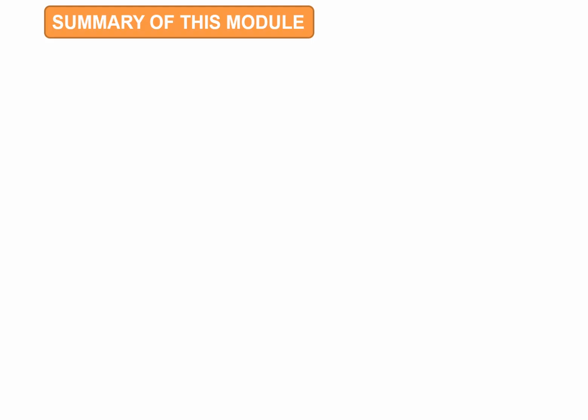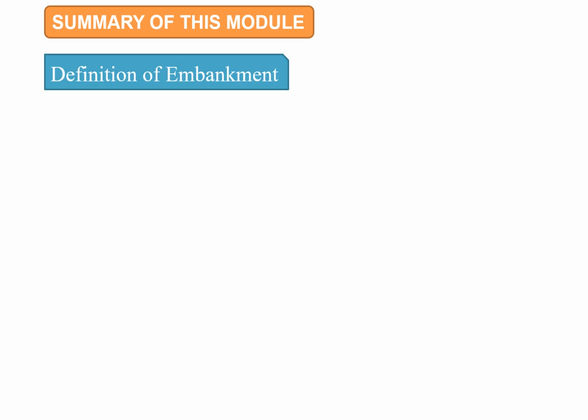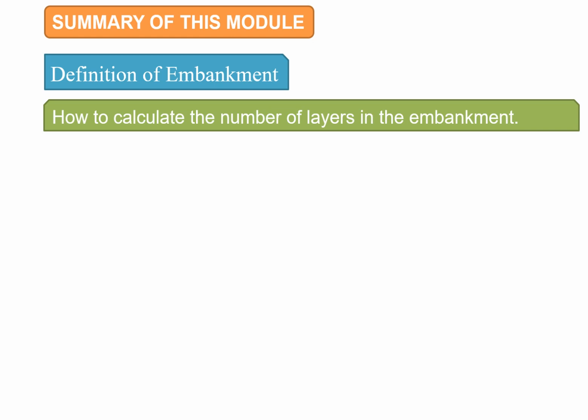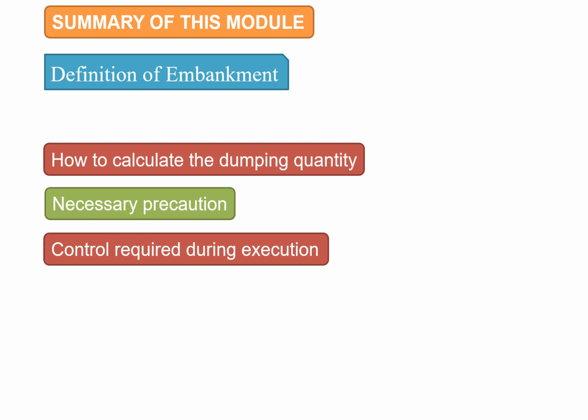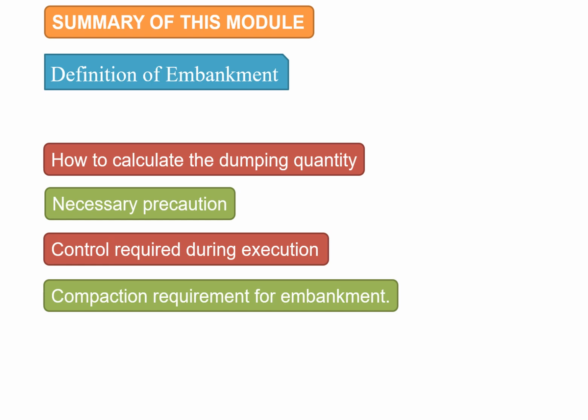So in summary, in this module we talked about the embankment part: how to calculate the number of layers in the embankment, how to calculate the quantity of the dumping materials required to make one layer of embankment, what are the necessary precautions to be considered in order to construct the embankment, the controls required during execution of the embankment work, and compaction requirements for embankment, which is basically 95% of the lab maximum dry density.